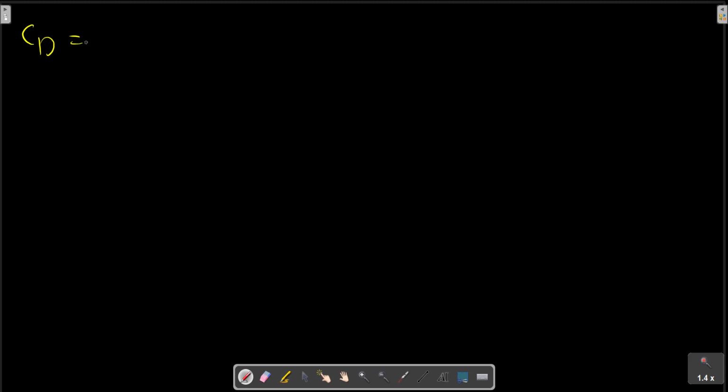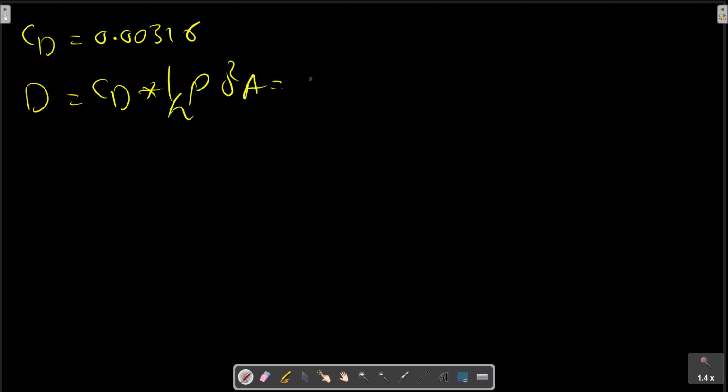So we have drag equals to CD multiplied to 22.4, and D, depending on the epsilon equals to 304.